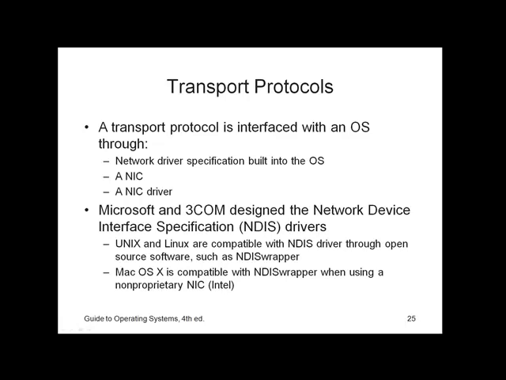Now, one way to think of networking hooks in an operating system and how a NIC driver links into those hooks is by using an analogy that you'll find in your book of the lock and key. The combined hooks are like a lock, and then of course the NIC driver software would be the key that is specifically cut to exactly match the unique configuration of that lock. Now, Unix and Linux operating systems are compatible with the NDIS driver through using open source software, something like NDIS Wrapper, and Mac OS X is also compatible with NDIS.